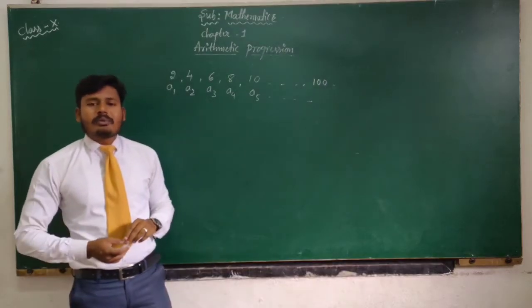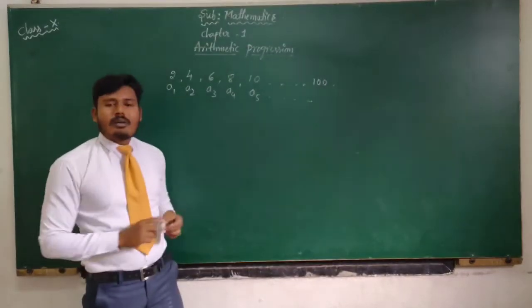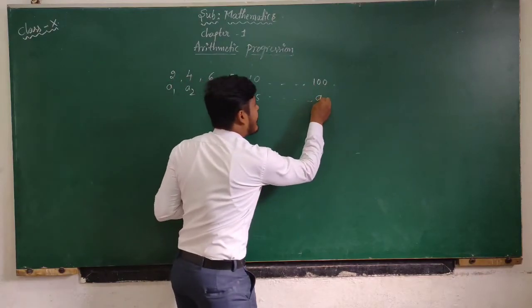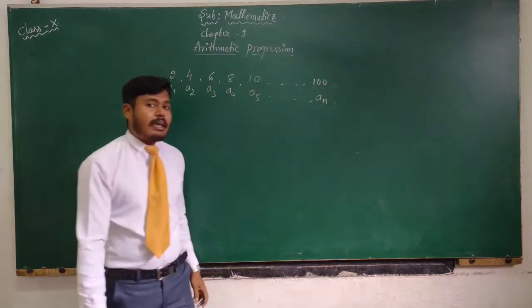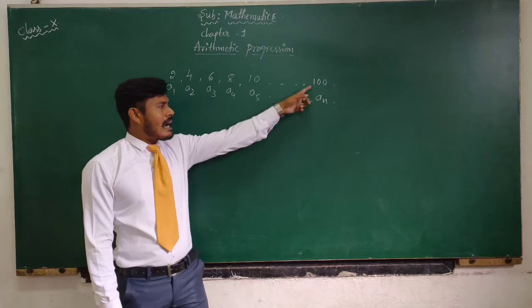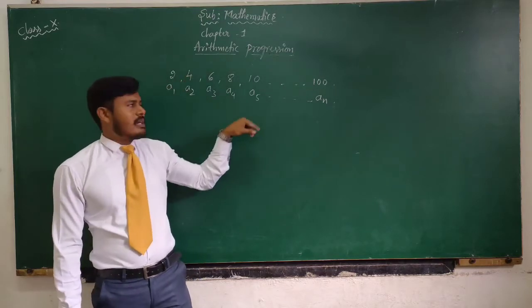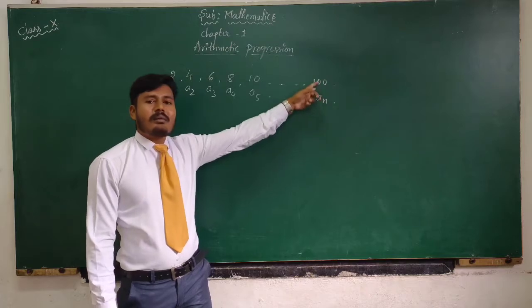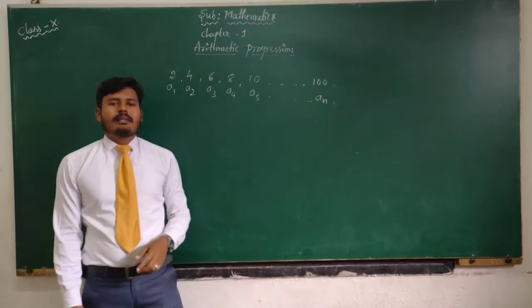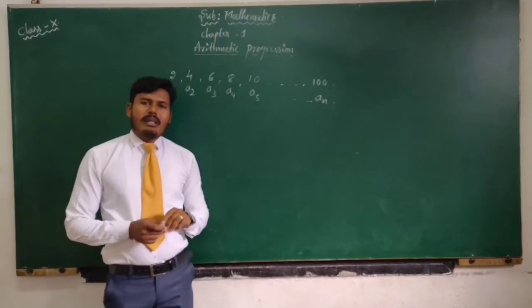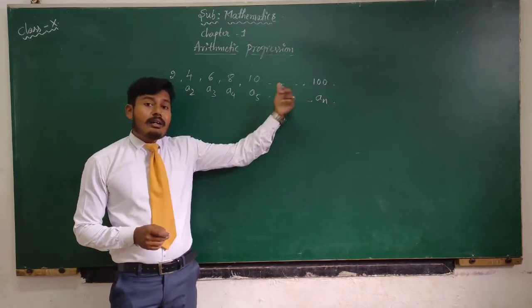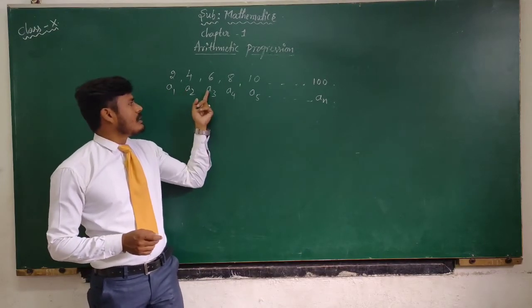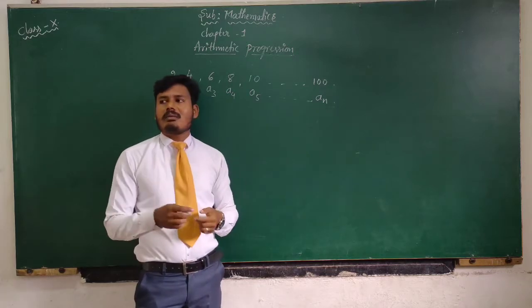We don't know the position of the term 100. So that term is denoted as An. That means here 100 belongs to the AP, but we don't know the position of the term, so that's why we consider that number as An. So what about An? An means nth term, because here A1 means first term, second term, third term. So it is called the nth term of an AP.